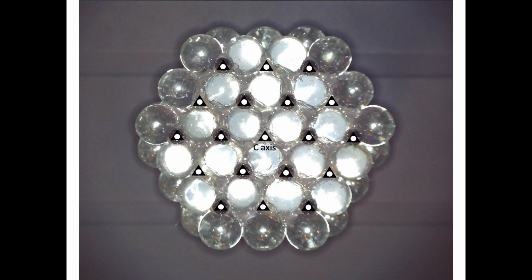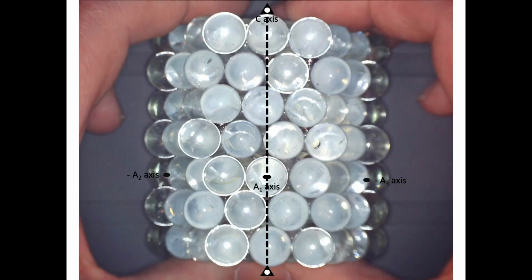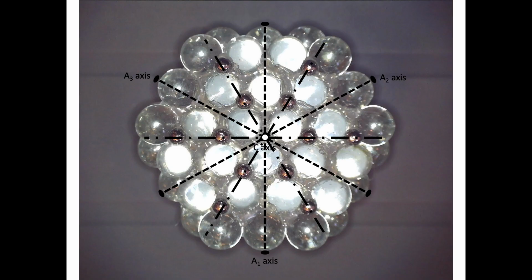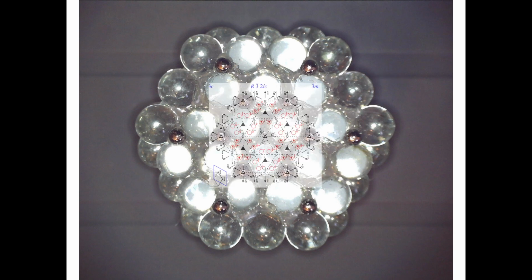We found some twofold symmetry axes perpendicular to our C crystallographic axis. These are our A crystallographic axes. And we also identified some glide planes in our crystal structure. Here's a view looking down the C crystallographic axis with all of these elements superimposed. And here's how our space group, R 3 bar 2 over C, stacks up with our corundum structure model.